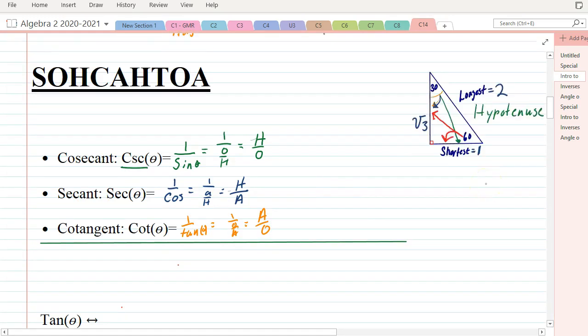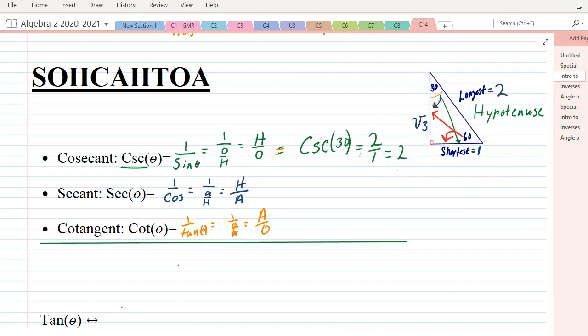So if I was to take the same picture that we were using before and I wanted cosecant of 30, that would be the hypotenuse over the opposite. For 30, the opposite is 1, the hypotenuse is 2. So 2 over 1, which is simply 2. Next for secant, if I want secant of 30, then it would be the hypotenuse over the adjacent.